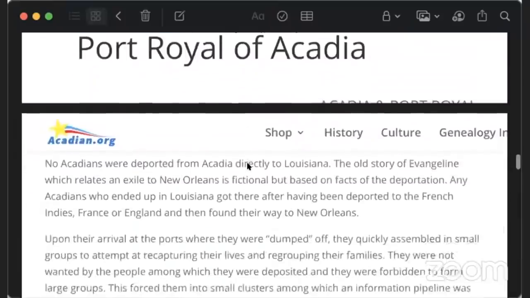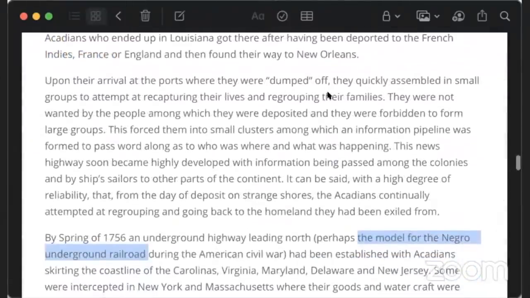What does it say here? Port Royal of Acadia. Upon their arrival at the ports where they were dumped off in Louisiana, they quickly assembled in small groups to attempt recapturing their lives and regrouping their families. They were not wanted by the people among whom they were deposited, and they were forbidden to form large groups. This forced them into small clusters, among which an information pipeline was formed to pass word along as to who was where and what was happening. So again, why did they care so much to keep them from getting into large groups and uniting? You got to understand that. Why were they afraid of all these Moors? Why were they afraid of all these Muslim Moors and Sephardic Jews to get together, huh? These so-called black people to come together, huh? Why were they so afraid of that?